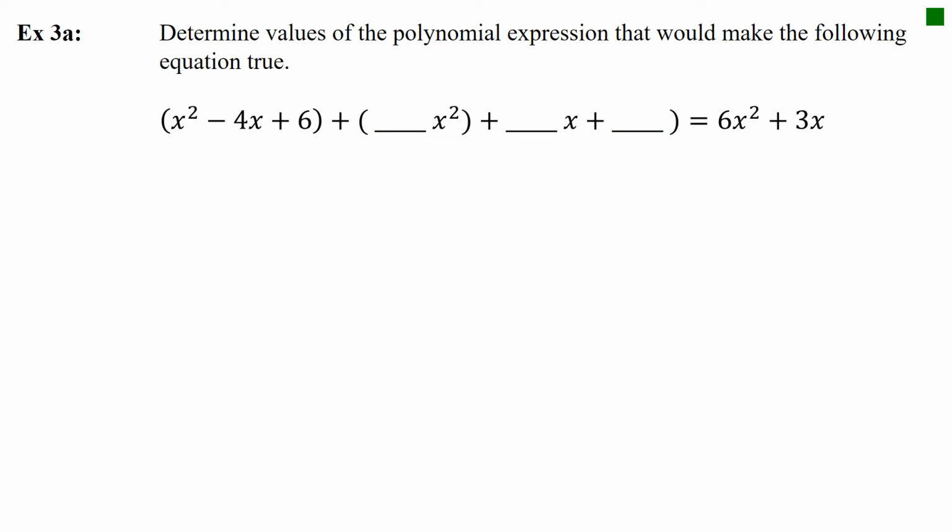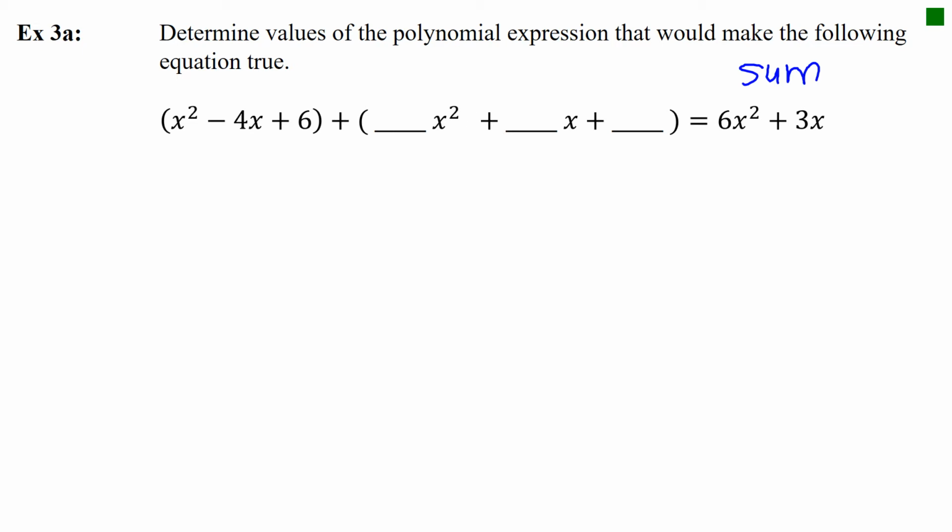Example 3, determine values of the polynomial expression that would make the sum of the following equation true. So we have the quantity x squared minus 4x plus 6 plus some unknown quantity should give us 6x squared plus 3x. So on the left, I have the two quantities that need to be added together. And on the right, I have the actual sum. And I will make a note too, I just saw this right here. This parentheses should not be here. So go ahead and get rid of that.